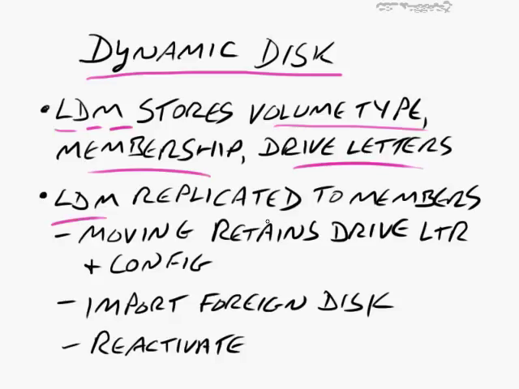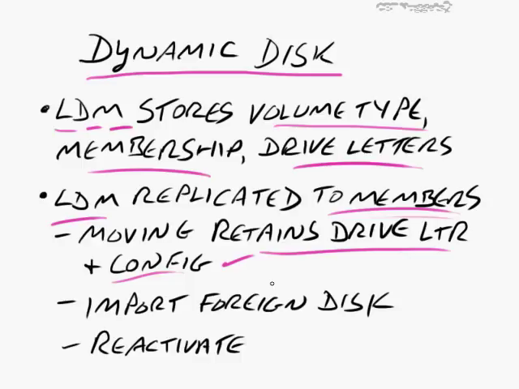The logical disk manager is replicated to all members, for example, of an array. So again, if I have something like a spanned array, or if I have RAID 1 mirroring, then that RAID 1 mirroring involves two disks and two members. So with this, each of the disks will have information about the other disk. When you move a disk that's a dynamic disk, it will retain again its drive letter and its configuration, so it will remember that it was part of a RAID array, for example.